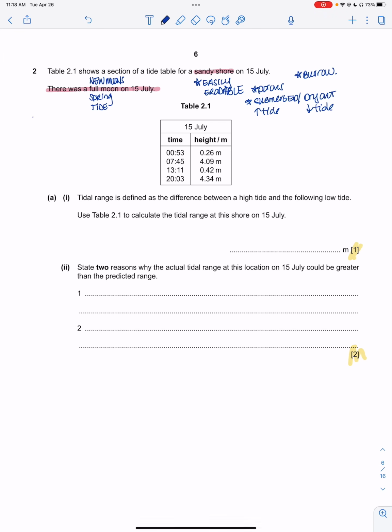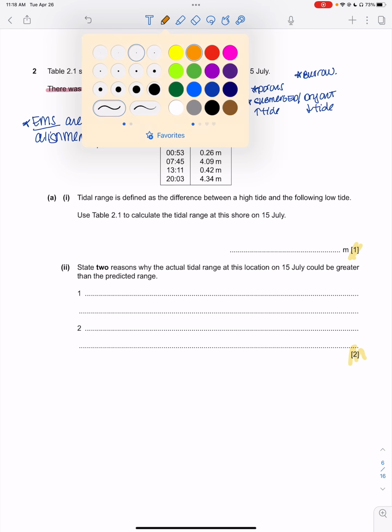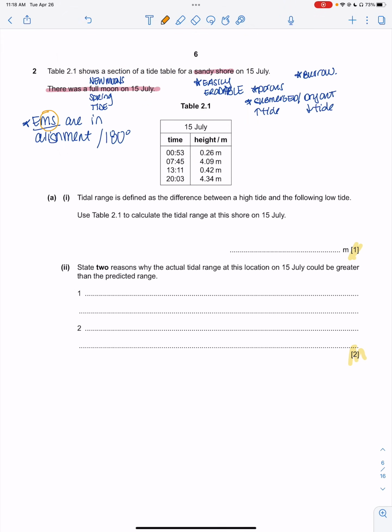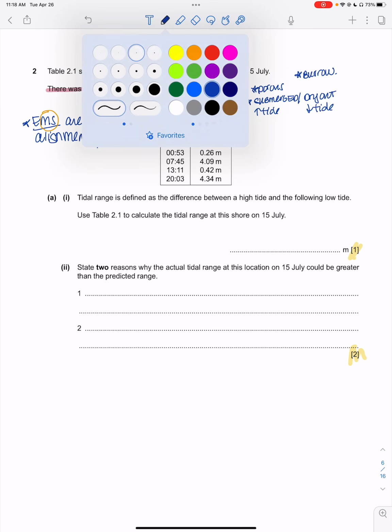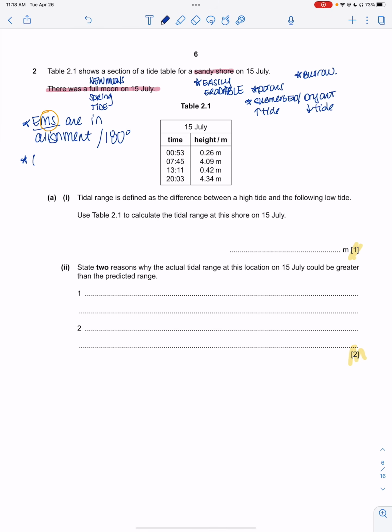Okay, and this is when the Earth, moon, and sun are in alignment. Although this isn't necessary for this question on this page, but just to throw some facts out there. Earth and sun are in alignment, or you could say 180 degrees of each other. Remember the Earth, moon, and sun, but it's only the moon and the sun. It's their effect on Earth, pulling on Earth. And this caused the greatest tidal range.